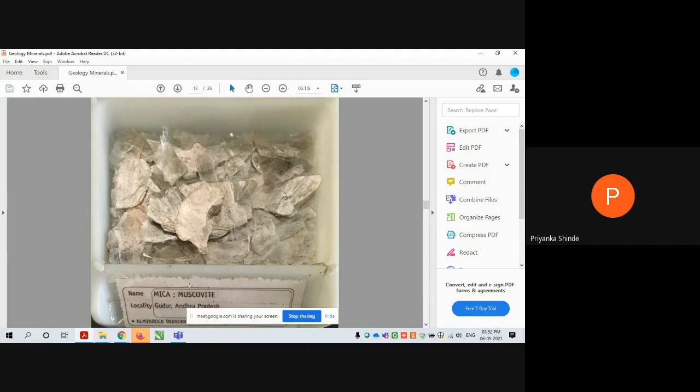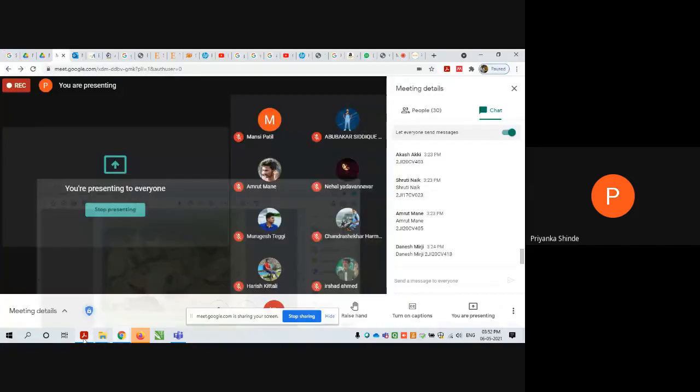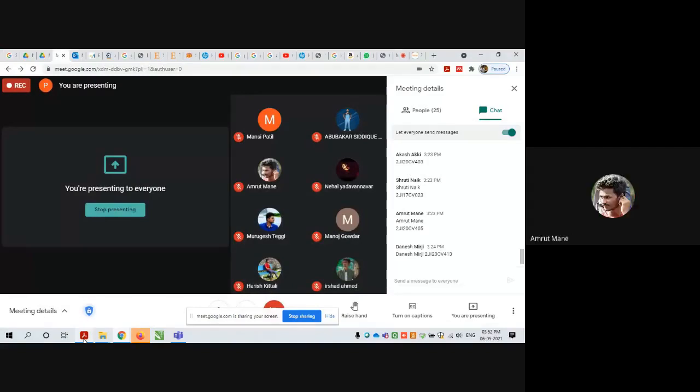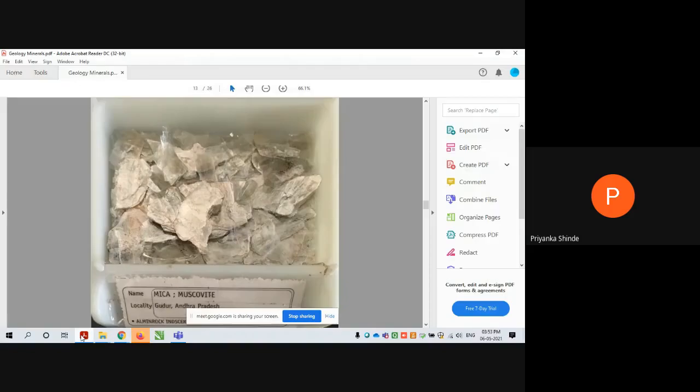Any idea? It is like a rubber. When you apply pressure, it bends. When you release the pressure, it will regain its shape. That is called, yes, elastic tenacity. So that is the special property of mica. It is elastic. Then the form is foliated. Foliated means layered.